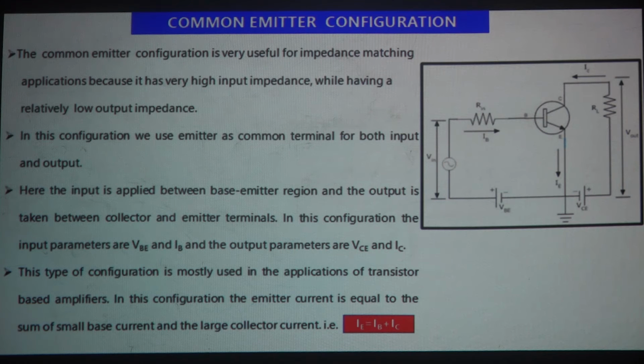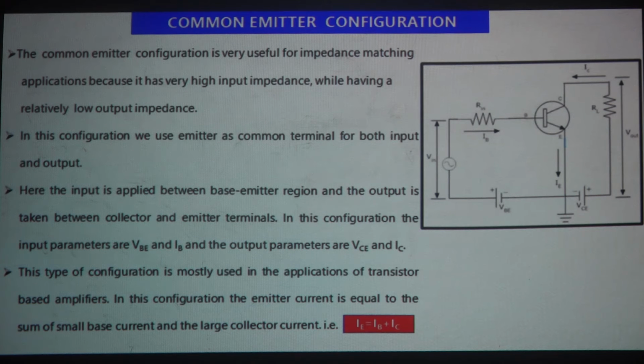Now in this configuration, the input parameters are VB and IB, and the output parameters are VCE and IC. These are the input and output parameters. This type of configuration is mostly used in the application of a transistor base amplifier.